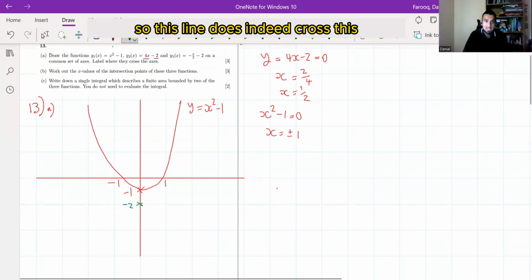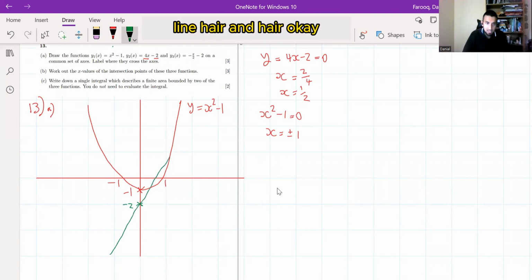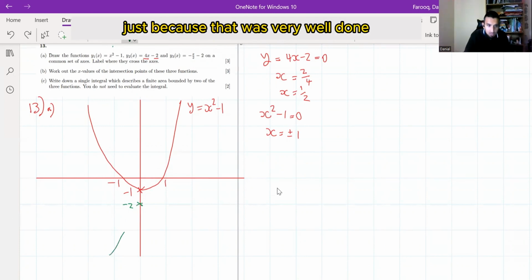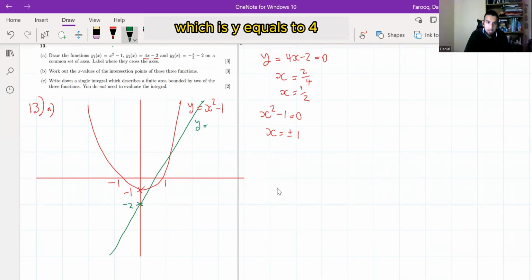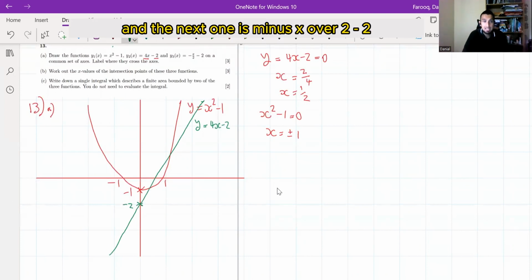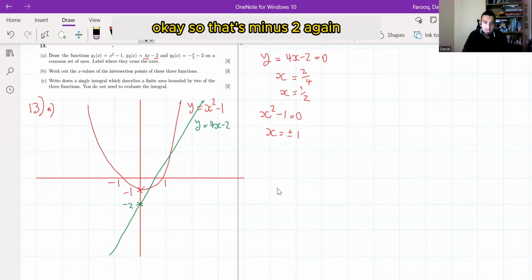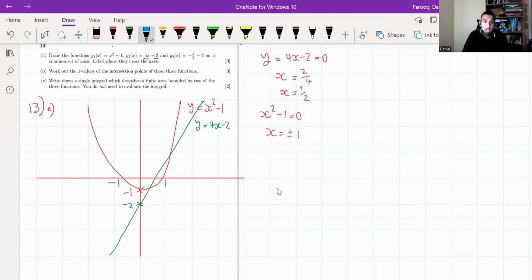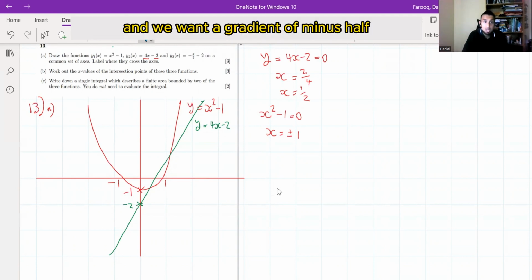So this line does indeed cross this line here and here. Okay, so I'll draw that again just because that was very well drawn. So that would be this one, which is y equals to 4x minus 2. So we have those 2 points now, and then the next one is minus x over 2 minus 2. Okay, so that's minus 2 again, and we want a gradient of minus half.